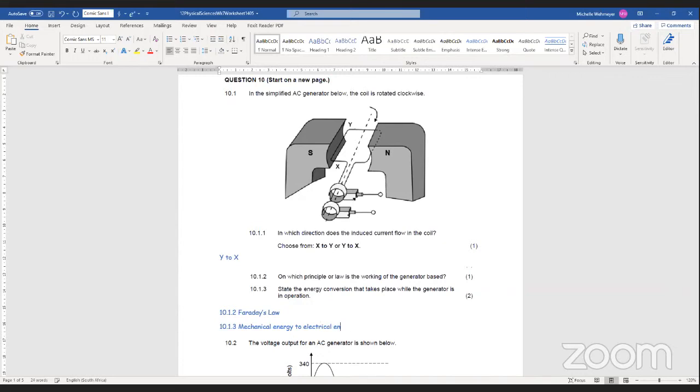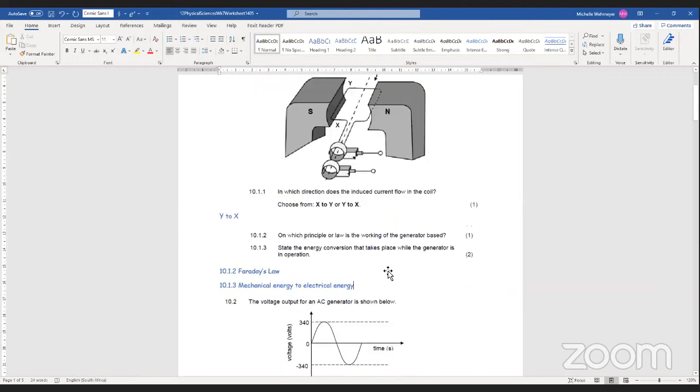Okay, so that's all they're asking. When they ask you to state the energy conversion, they're just asking you what energy are we moving from.